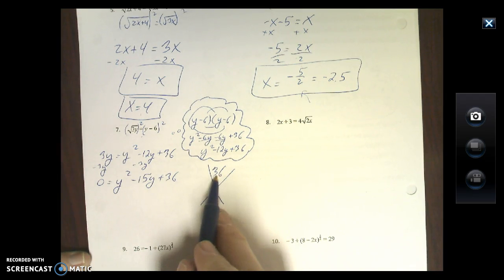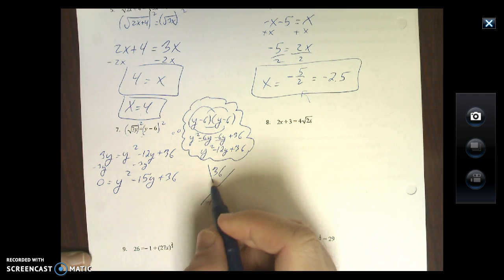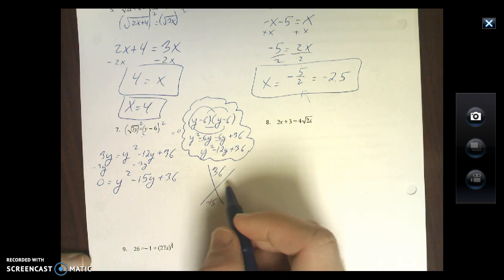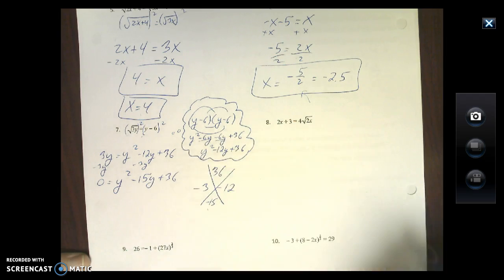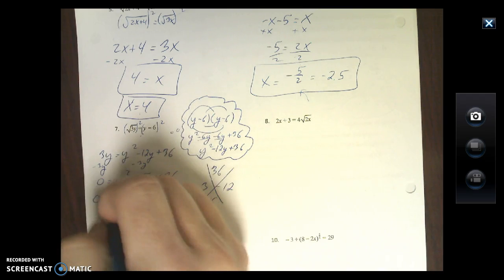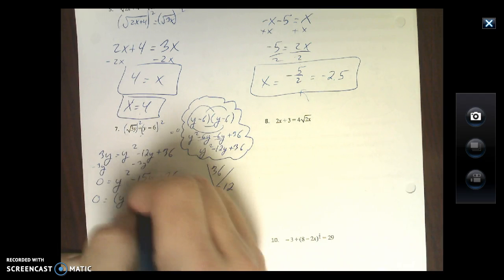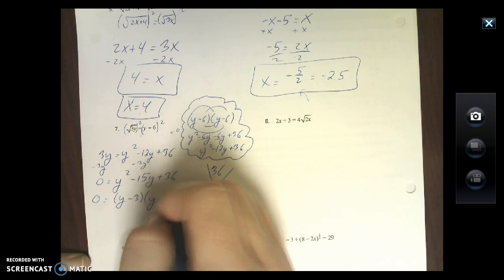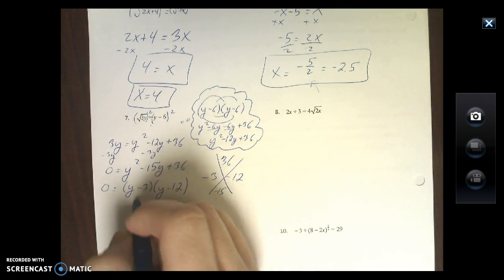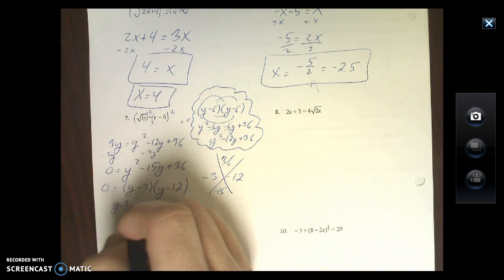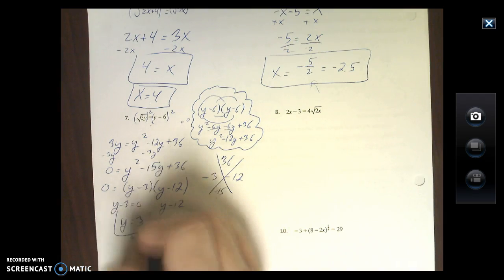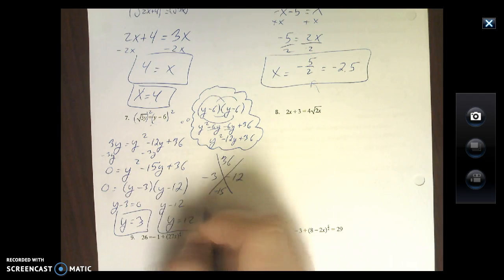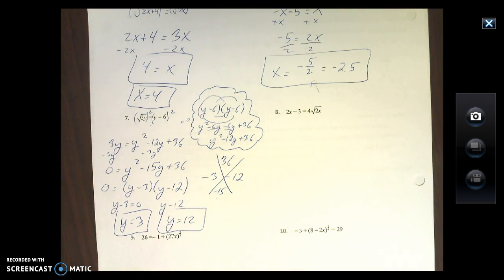What numbers multiply to give you 36 but add to negative 15? Well, we've got 1 and 36, 2 and 18, 3 and 12, winner winner. Negative 3, negative 12, sweet. So y minus 3, y minus 12. I got lucky because the leading coefficient was 1. I can set both of these equal to 0. All's good.